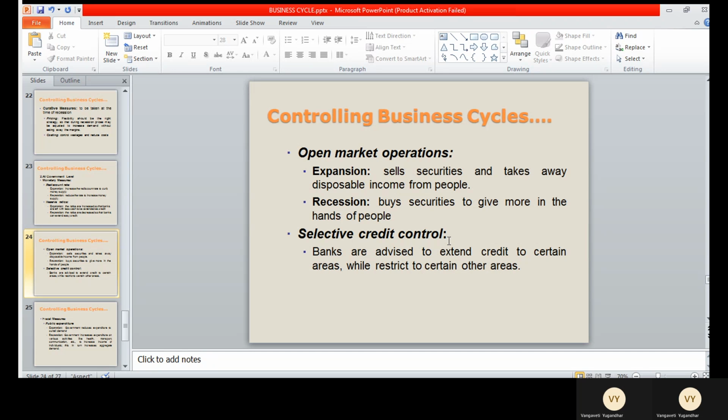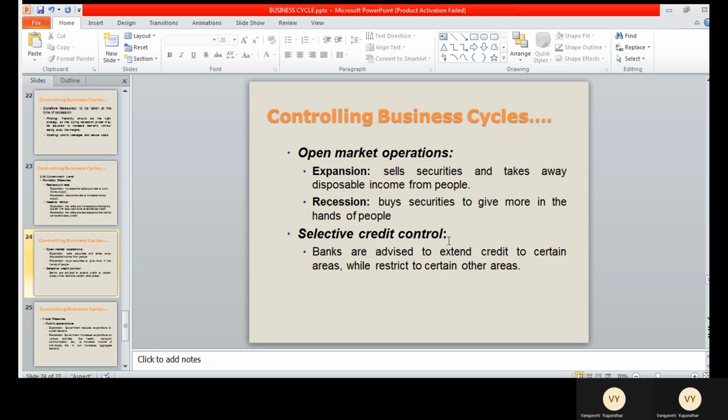Next one is open market operations. During expansion, the government sells securities and takes away disposable income from people. So governments, especially the central government, sell securities, bonds, etc., and take away the disposable income. That means they control the money supply. They ensure that less money is circulated among the population. If it is recession, the government buys securities to put more money in the hands of people. So like that, they take the measures.